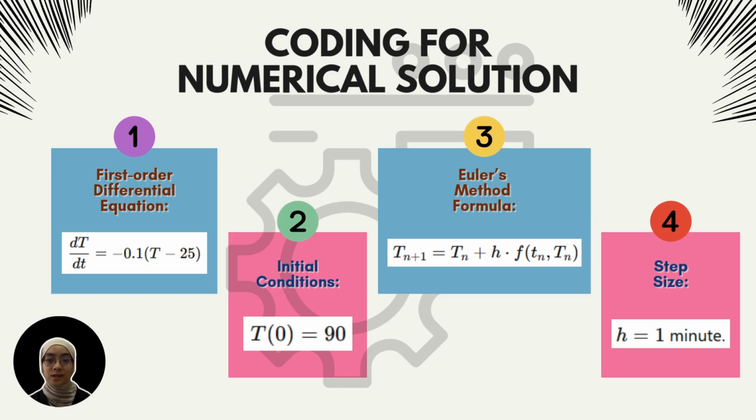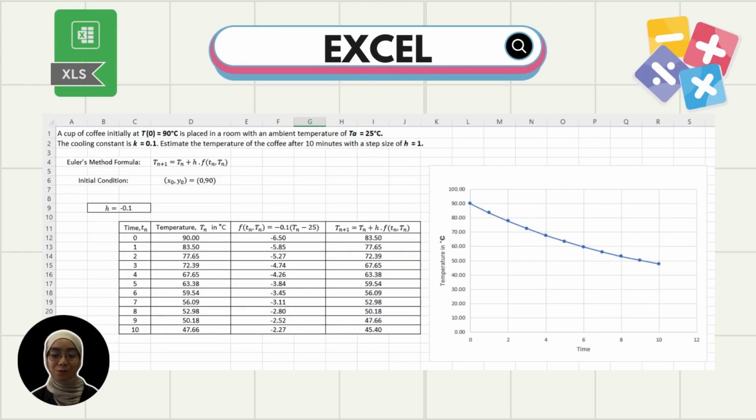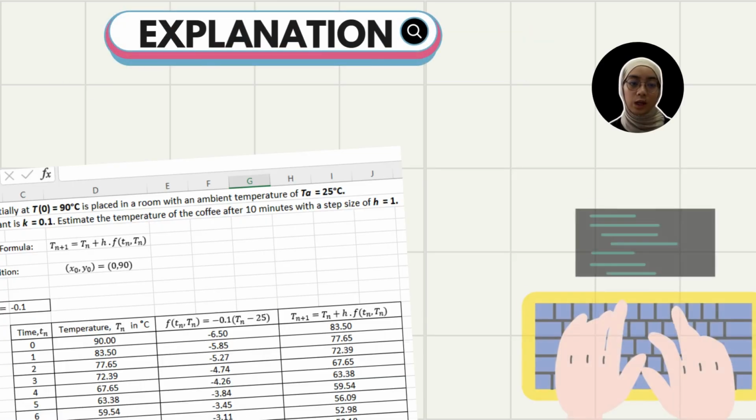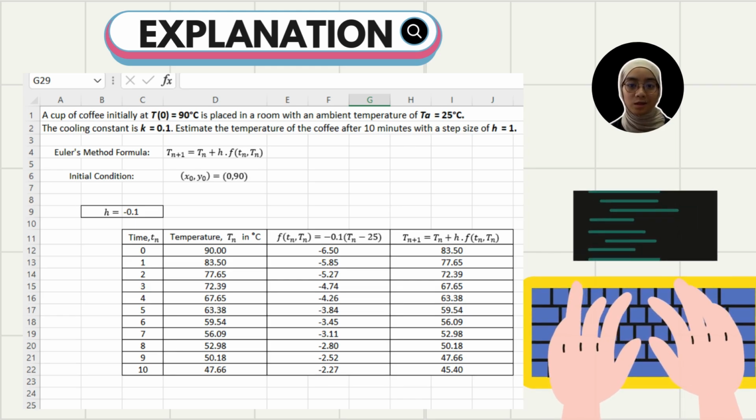The cooling process is governed by Newton's law of cooling with a cooling constant of k equal to 0.1. The goal is to determine the coffee's temperature after 10 minutes using a time step size of h equal to 1. Here is the programming software that we applied in our problem case to estimate the coffee's temperature after 10 minutes: Microsoft Excel. Now, let's proceed with the explanation using Microsoft Excel.